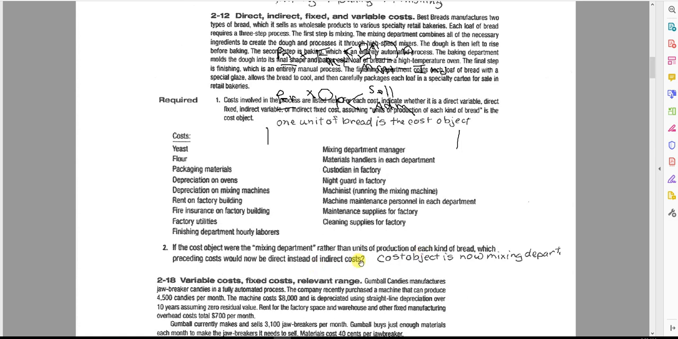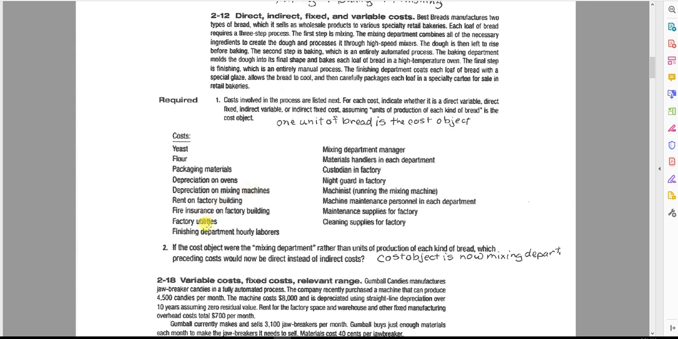Now, the second one: if the cost objects were the mixing department rather than the production of each kind of bread, which of the preceding costs would be direct instead of indirect? So the cost object is now the mixing department. So I go back through and figure out which ones are actually for the mixing department. This one becomes direct instead of indirect.